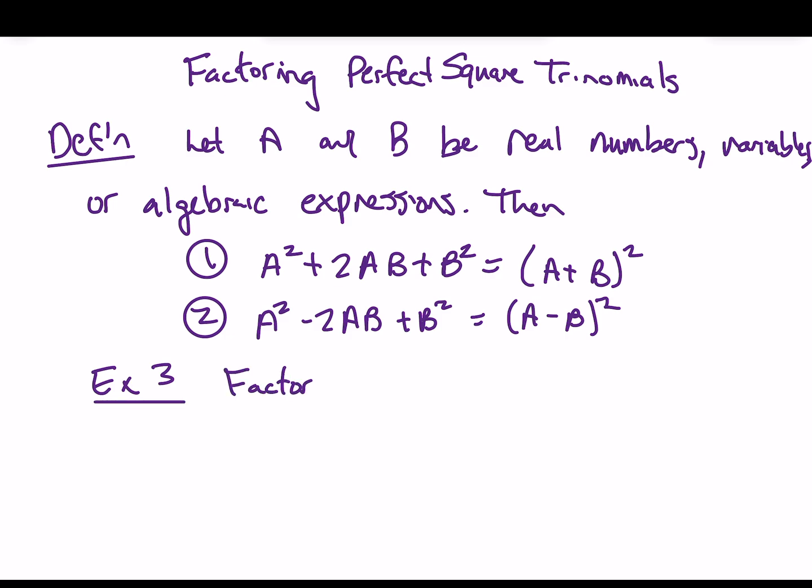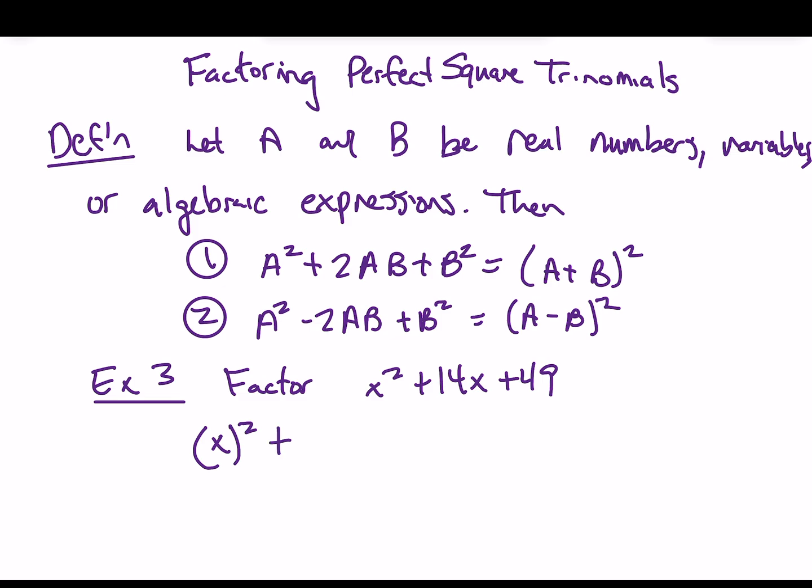Okay, let's do an example. Example 3. We want to factor x squared plus 14x plus 49. And what we want to try and find is that something is being squared here, something is being squared here, and that their product of their coefficients of the things being squared, so in this case would be x, this case would be 7. If you multiply that by 2, then we should be able to get something of this form.